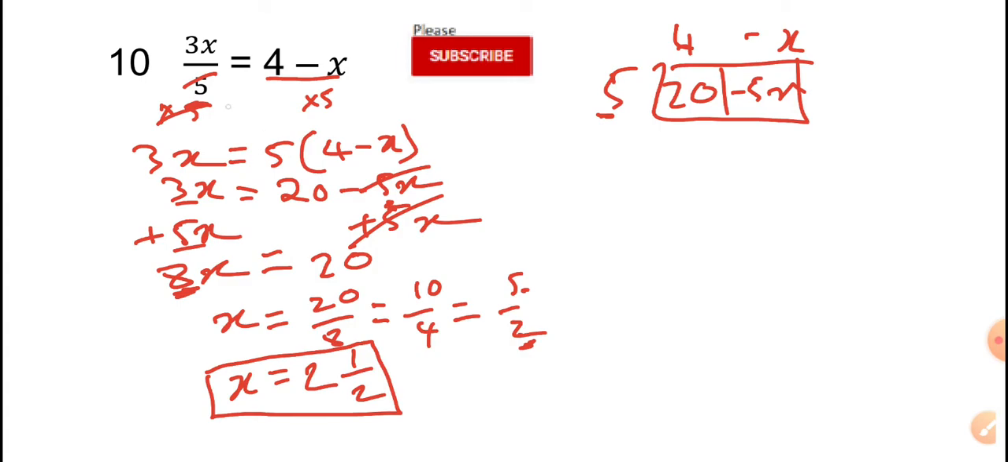So substitute this in where we see x, put in 2.5, and you should see that the left hand side will always equal the right hand side if x is 2.5. That's how you know you're correct.